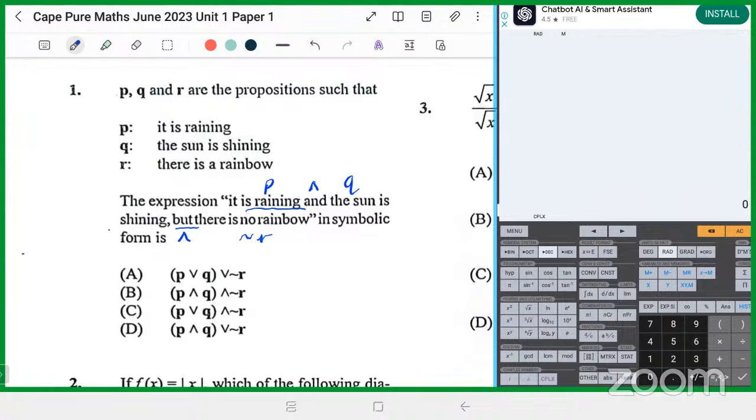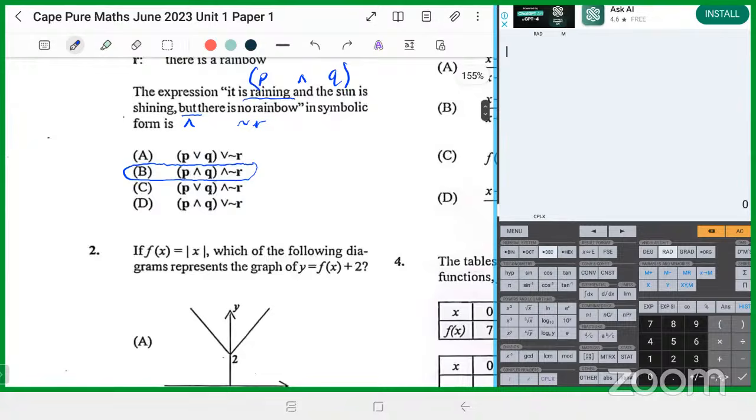Not R. So we're doing this and this, and then there's also no rainbow. So that is this one right here. It is raining and the sun is shining, and there is no rainbow. That is it. The answer for the first one is B.